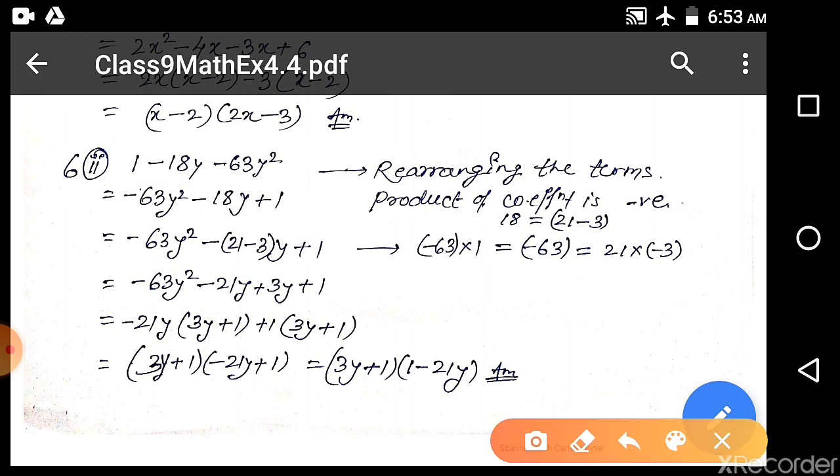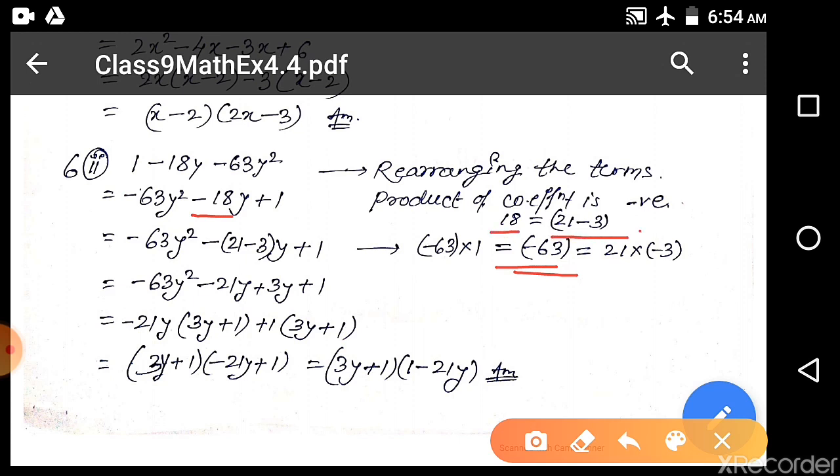See, after rearranging, we have 63y square as the first term. So 63 is the coefficient and the last term is 1. So the product of the first and last term, minus 63 and 1, is minus 63. Now for the middle term 18, as the product is negative, 18 is to be split as the subtraction of two terms, so that we get 18. See, for 18 we will write 21 minus 3.